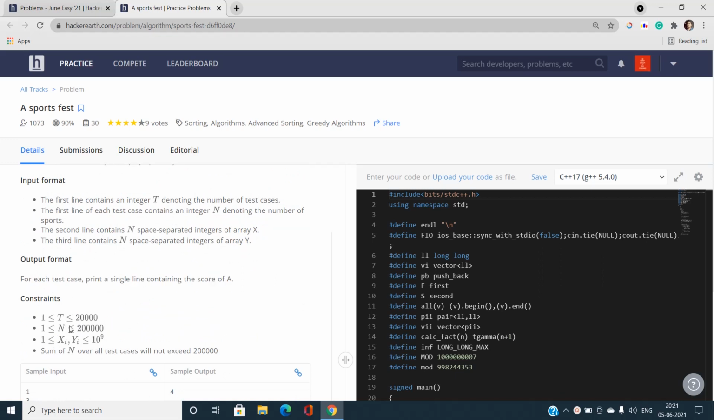Note that the total number of sports can be up to 2 times 10 to the power 5. So our O(n squared) solution for every test case will not pass. We need to take care of an O(n log n) solution, or O(n) if we have one. I am considering the O(n log n) solution here. And what is that O(n log n) solution? Let us try to understand that one also.